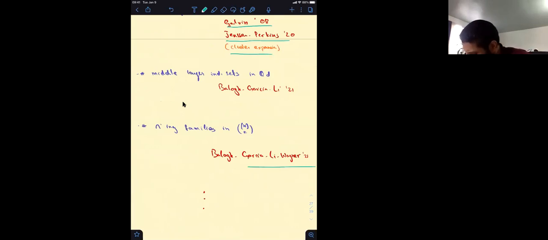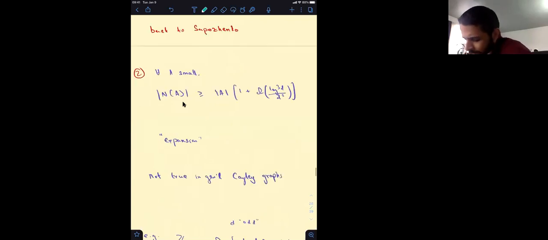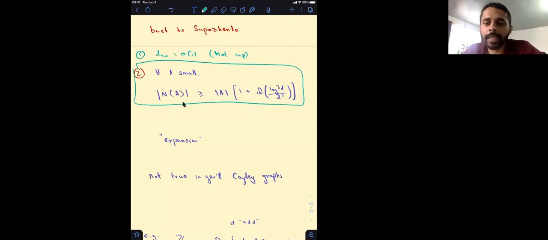Okay. So anyway, back to Sapozhenko. What it is saying is that it has two conditions. One is that the codegree is constant. Again, this condition is not super important. But the main condition to focus on is that it requires from the graph that every set A has some kind of an expansion. And this is not true in Cayley graphs. I'll just describe why it's not true, but most of the work actually goes into overcoming this hurdle.